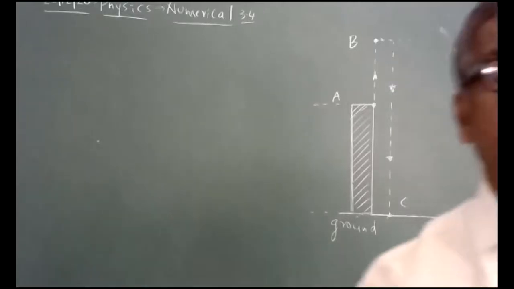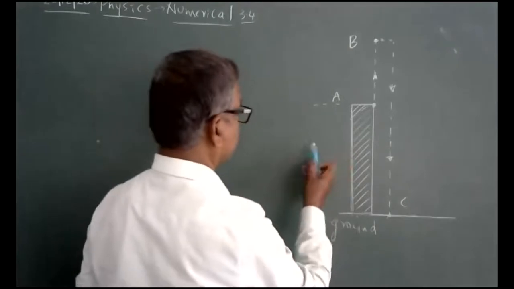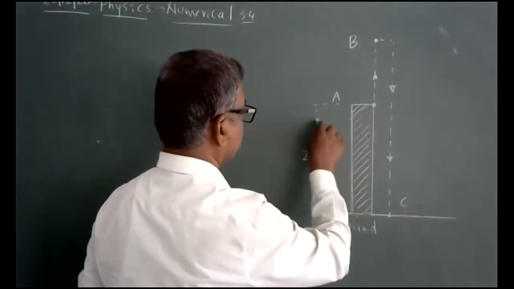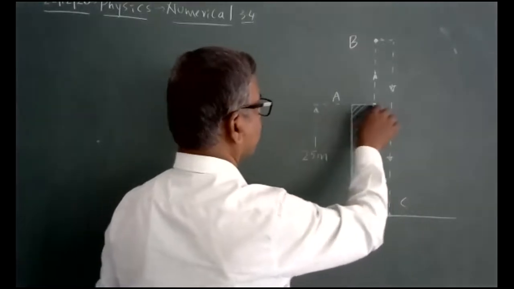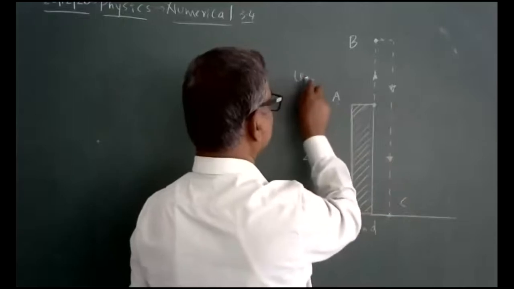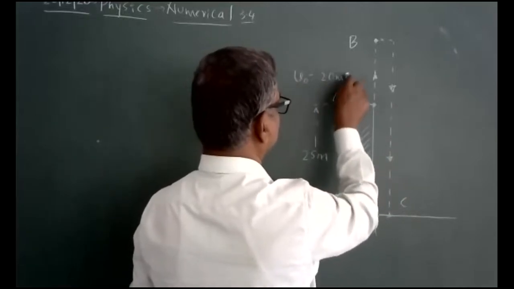In this example, you have a building. The height of the building is 25 meters, and from here you launch a ball. You throw a ball with an initial velocity. The initial velocity is 20 meters per second.